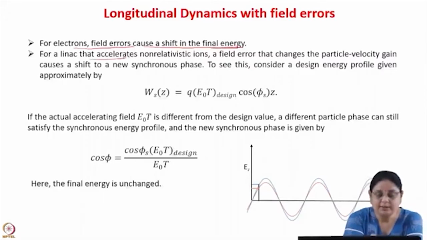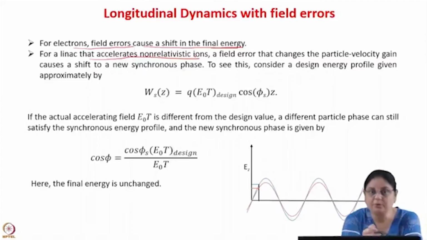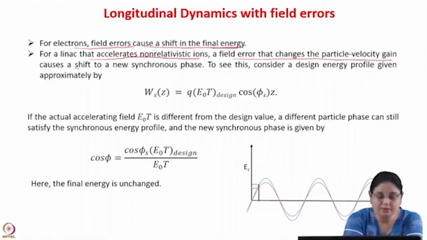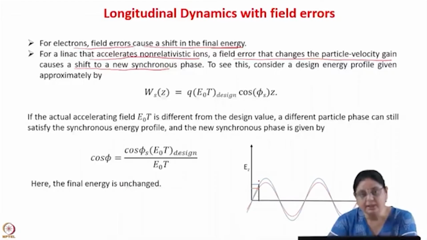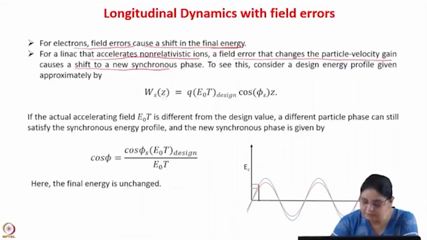Now for a linac that accelerates non-relativistic ions, let's say protons or even non-relativistic electrons, a field error changes the particle velocity gain and causes a shift to a new synchronous phase. Let's say we have a non-relativistic particle that is being accelerated in the linac. Again, this blue curve is the designed value, and for some reason the actual field profile that we are getting in the linac is this orange curve. So now the particle is injected into the linac at the right time. Instead of seeing this value of electric field, it sees this value, which is lower than the design value.